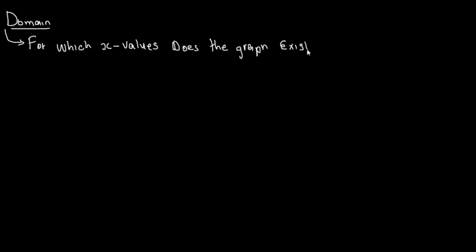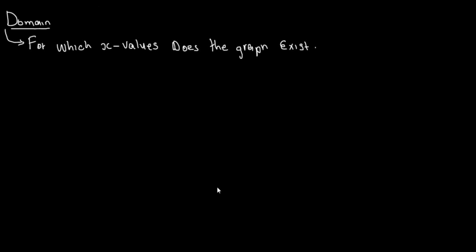The domain is something that we refer to. When they say the domain, they are asking you for which x values does the graph exist. Does the graph exist? We're going to work on multiple examples so that you can understand what the domain is.